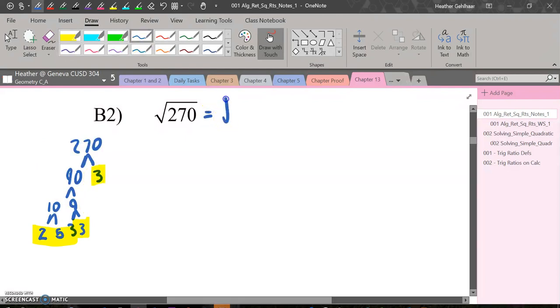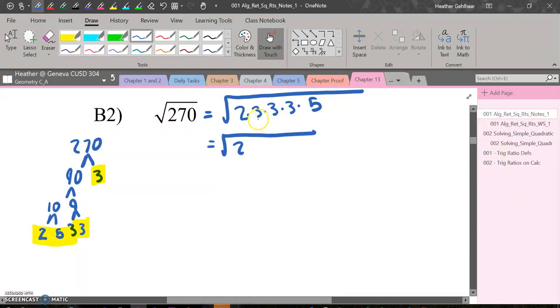Just as we did in that first example, we have from least to greatest 2 times 3 times 3 times 3 times 5. Now I'm going to write my pairs. We have a 2, and there are no other 2s. We have three 3s, but I want a pair. So I'm going to do 2 times 3 squared times that leftover 3 times 5.